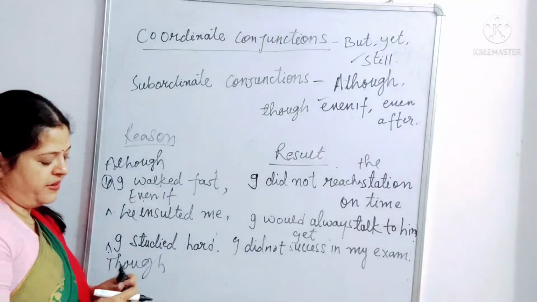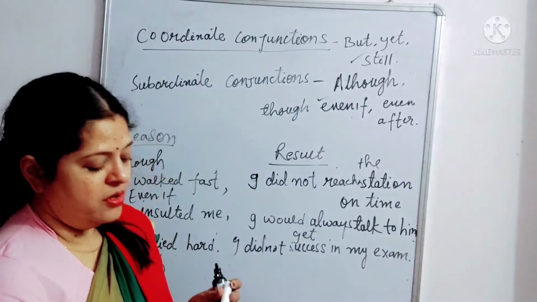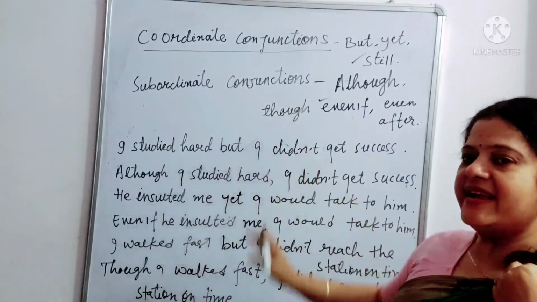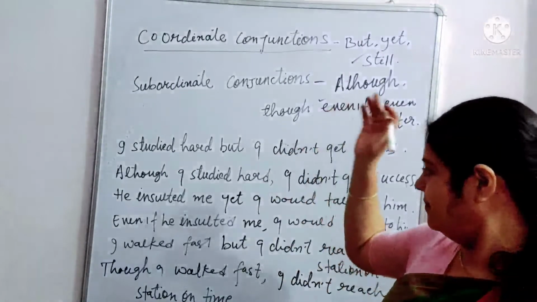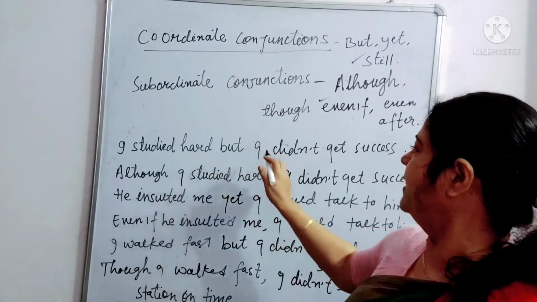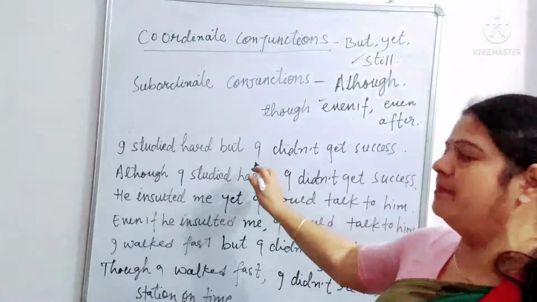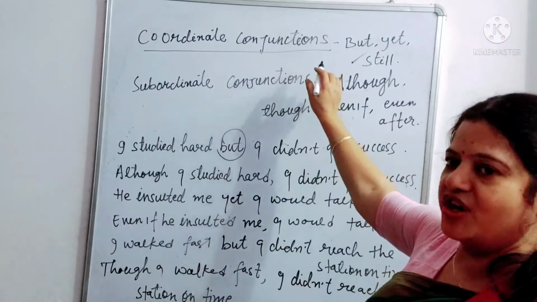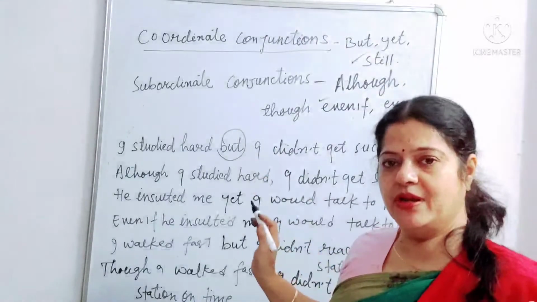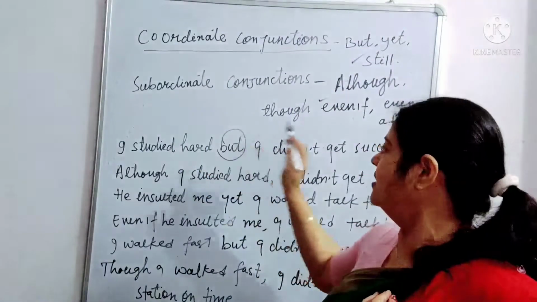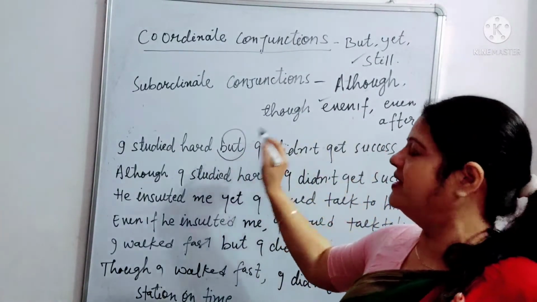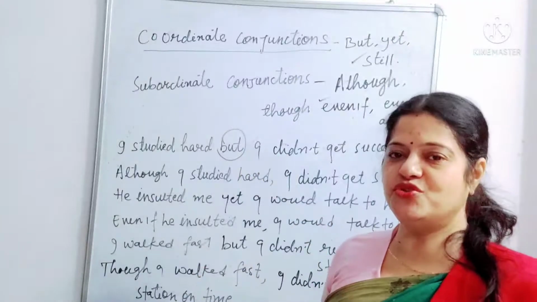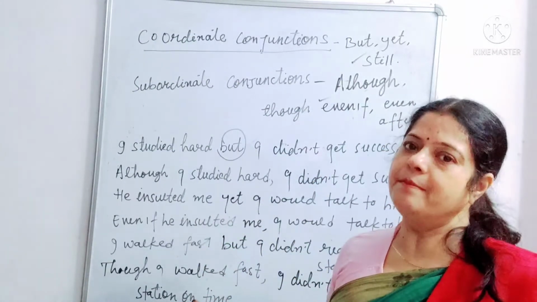Okay. So I'm going to rub it and write it again to make you understand in a clearer way. So here I have written these sentences again so that you can understand better. I studied hard but I didn't get success. So here this is a compound sentence and but is used as a coordinating conjunction, adding these two principal clauses. But is working here as a coordinating conjunction to connect these two principal clauses, and it is a compound sentence.